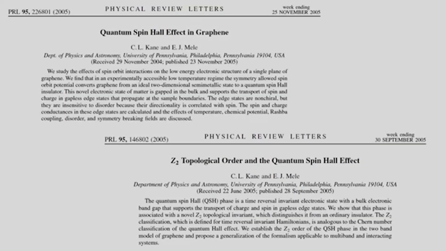Bernevig, Hughes and Zhang wrote down a Hamiltonian, considering all the symmetries and the low energy properties. It can be solved, and the nature of the eigenvalues and the eigenfunctions can be discussed. We shall come back to the BHZ model after we look at a theoretical model proposed by Kane and Mele in 2005, which also describes a quantum spin Hall insulator. We shall further establish a connection between the Kane-Mele model and the BHZ model that we have looked at.